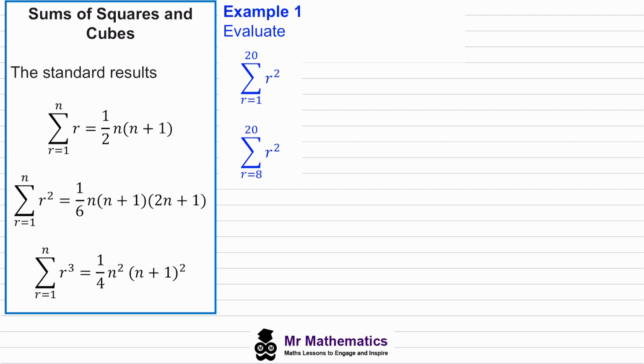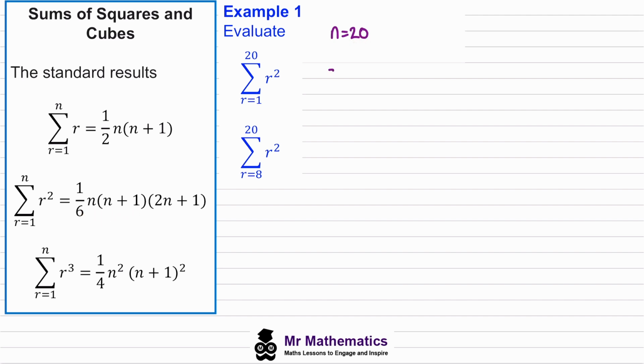Okay, so for example 1, we've been asked to work out the formula for the sum of a series r squared between the first and the 20th terms. So we can see that if we're looking at the sum of r squared, then we can use this formula in terms of n. And we can identify the n as the limit of our sum, which is up here. So in this case, n is 20. And then all we do is we substitute this 20 into this formula.